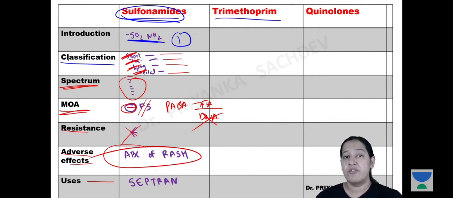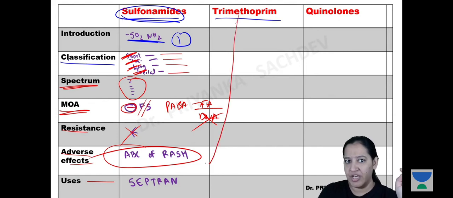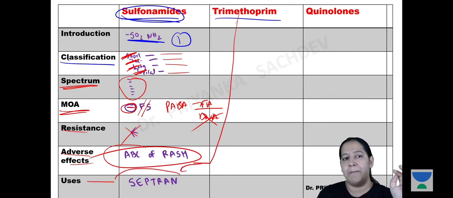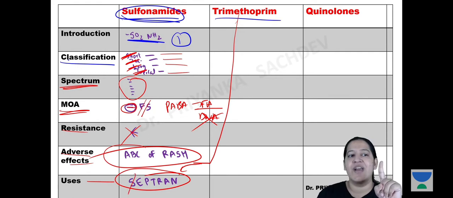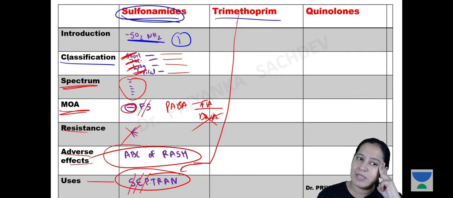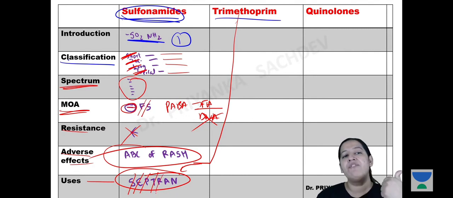In combination with trimethoprim, the next drug, the use is Septron. Do you know the full form of Septron? S for STD, E for enteritis, P for Pneumocystis carinii and Pneumocystis jejuni, T for typhoid, R for respiratory tract infection, A for acute UTI.